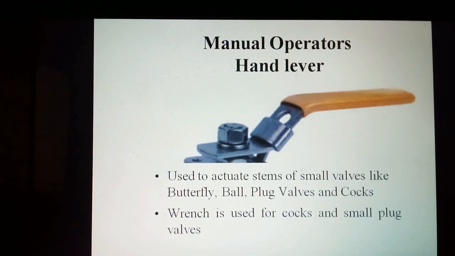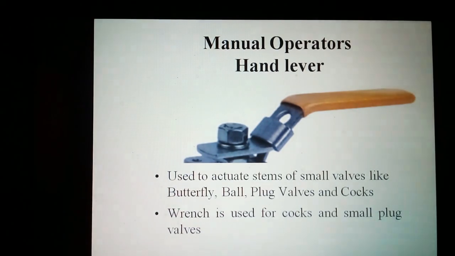Hand lever is used to actuate the stems of small butterfly, ball, plug valves, and cocks. French operation is used for cocks and small flood valves.